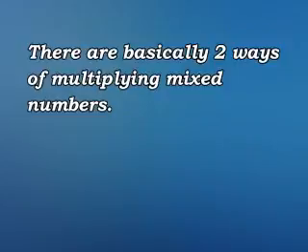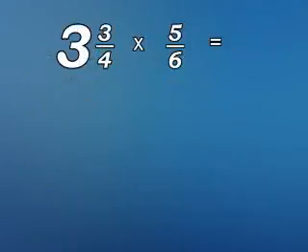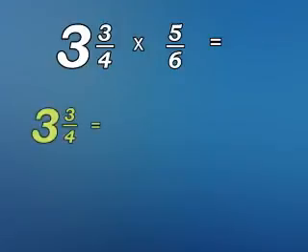There are basically two ways of multiplying mixed numbers. The first way is to make them into improper fractions. Suppose we wanted to multiply 3¾ by 5/6. Let's change the 3¾ into an improper fraction.